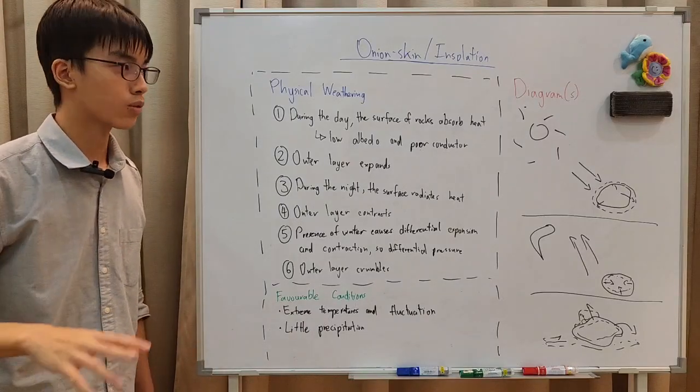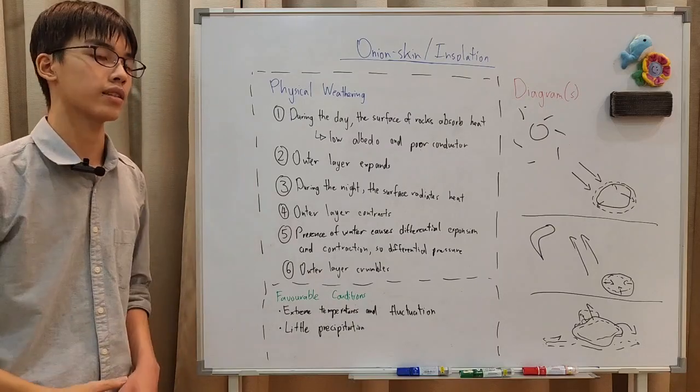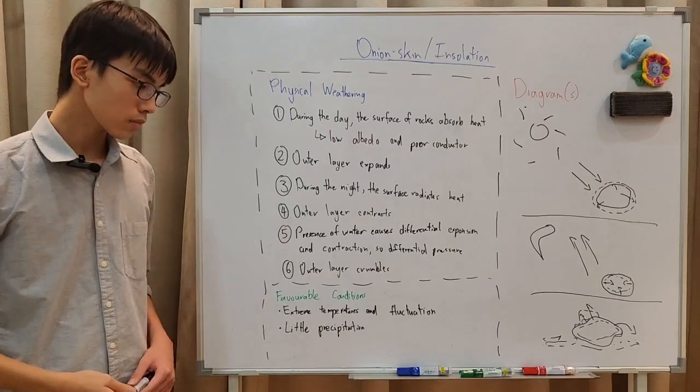And you need fluctuations, so you can't just have one period, 6 months of hot temperatures. That means the rate will be quite slow because it's not expanding and contracting as frequently.